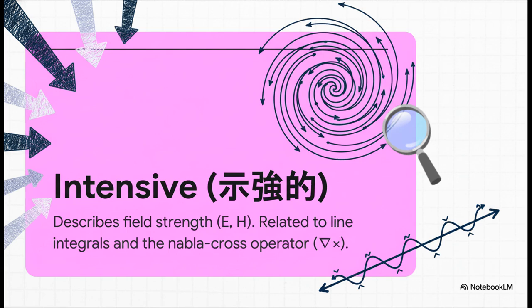We're going to call E and H intensive variables. The easiest way to think about this is they represent the intensity or the strength of the field at a single point. And mathematically, this nature means they play really nicely with line integrals and the nabla cross operator. You know, the one we use for calculating curl or how much the field is swirling or rotating.